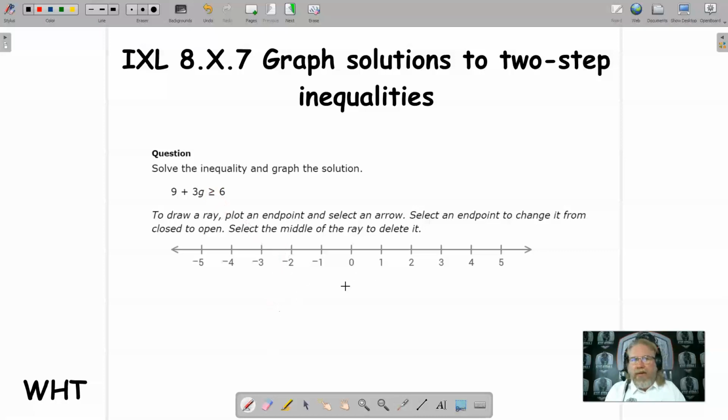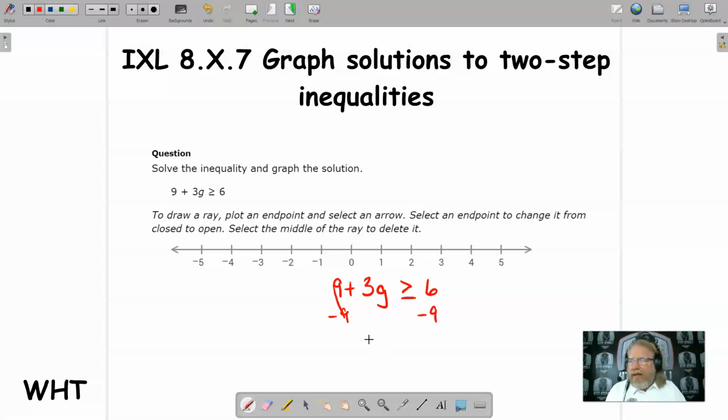It's best to rewrite the problem. I did some work earlier using black, then we'll switch over to red. If you've watched any of my videos, you know I like to use the red ink. So 9 plus 3g is greater than or equal to 6. We need to get rid of this 9 first before we can deal with the multiplication between the 3 and the variable g. So let's subtract 9 from each side, because what we do to one side we have to do to the other.